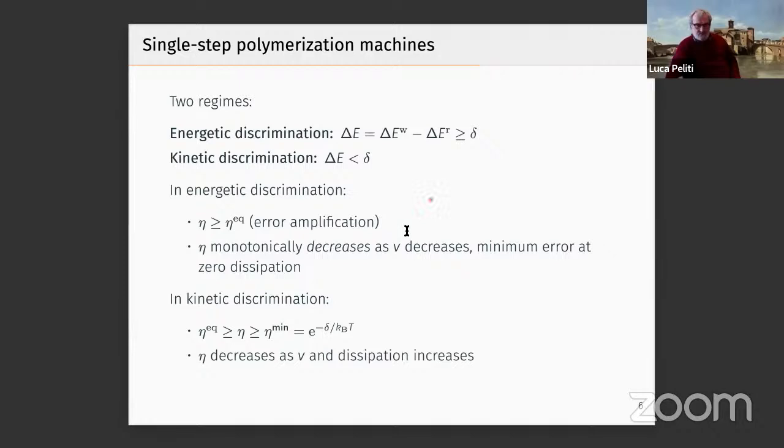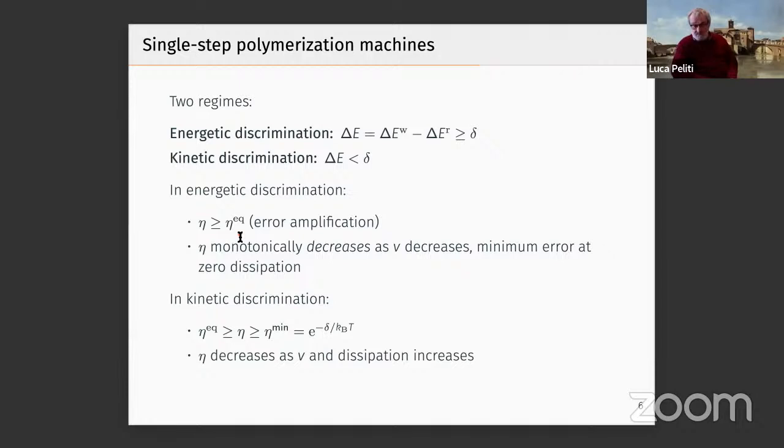Now, it is quite simple to realize that if we are in the energetic discrimination, then the error rate cannot be smaller than the equilibrium error rate. And it turns out that it is quite easy, but I cannot show it at the moment, that eta monotonically decreases as the incorporation speed decreases, in the sense that you reach the minimum when you arrive at zero dissipation. You are as close to equilibrium as you can be, because in that case, we can say that the copying of the chain happens reversibly from the thermodynamical point of view.